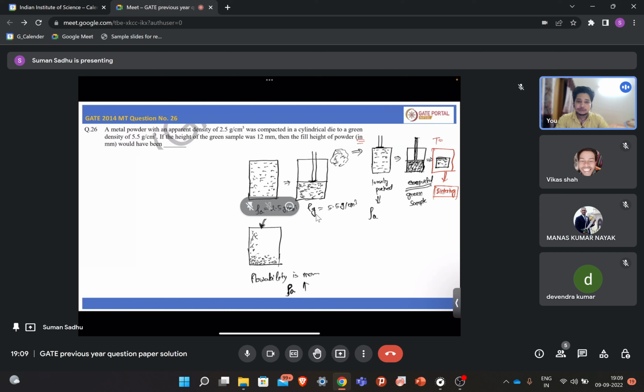Now, what is rho G? Rho G means the density after compaction. So if rho G is higher, what does it mean? The ability to compact this powder is good. It means you will compact your powder to a much higher density. Rho G being higher also means your sample will have lower porosity, right? So rho G basically signifies the compressibility.